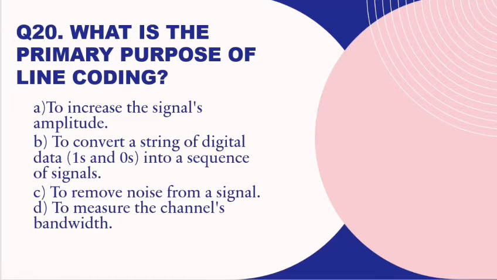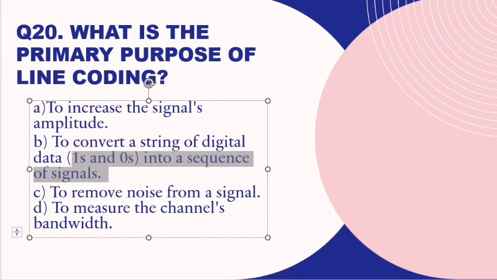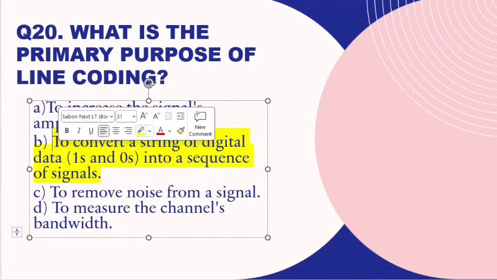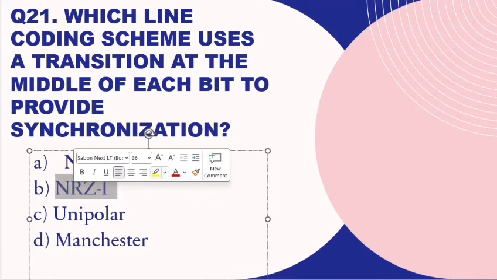So the correct answer for this question is to convert a string of digital data, ones and zeros, into a sequence of signals. Moving on to the next question, question number 21. Which line coding scheme uses a transition at the middle of each bit to provide synchronization? Option A, NRZ-L, option B, NRZ-I, option C, unipolar, option D, Manchester. I hope you all have paused the video and guessed the answer right. The right answer for this question is option B.